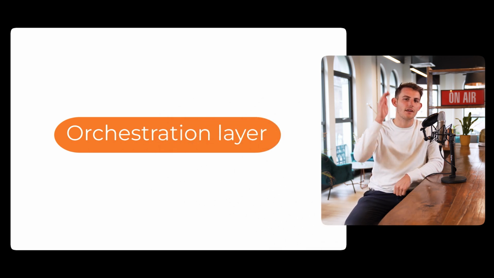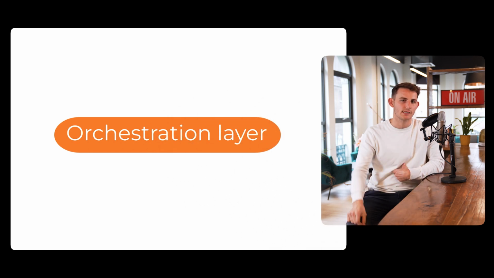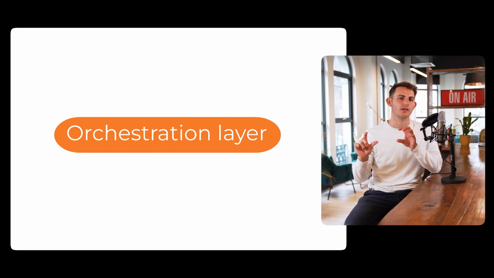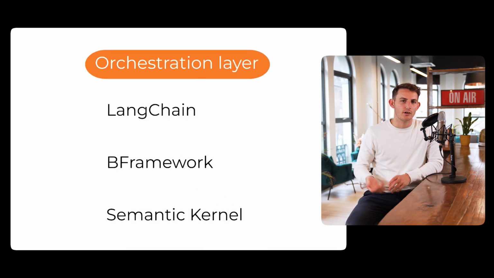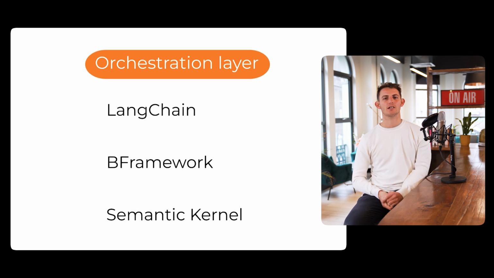How do we then turn this LLM into a useful business app? That's the job of the orchestration layer, or agentic layer. This is where frameworks like LangChain, BeeFramework, Semantic Kernel come in. These frameworks help you chain together prompts, tools, APIs, memory, logic to build actual AI agents that can do things. Update a CRM, summarize a report, trigger workflows, call external APIs, handle multi-step processes.